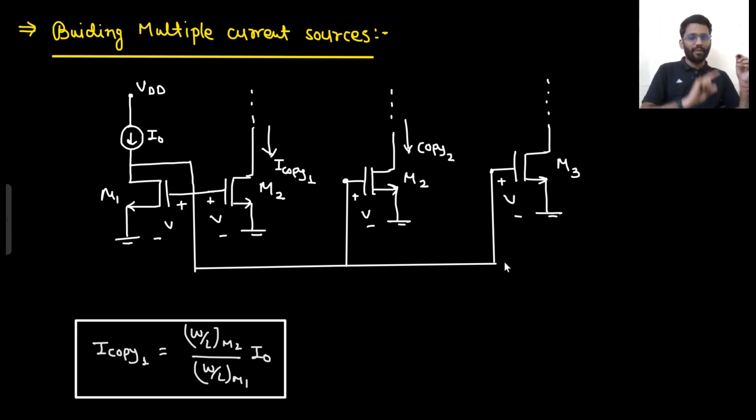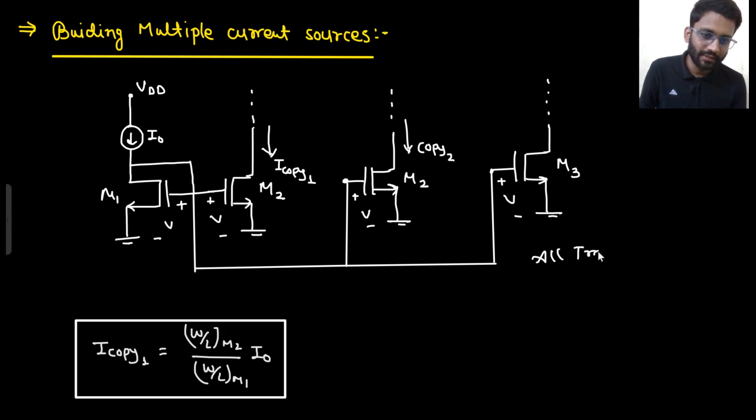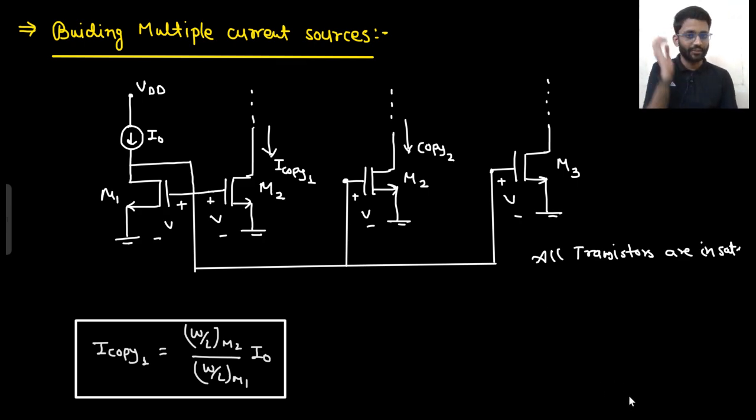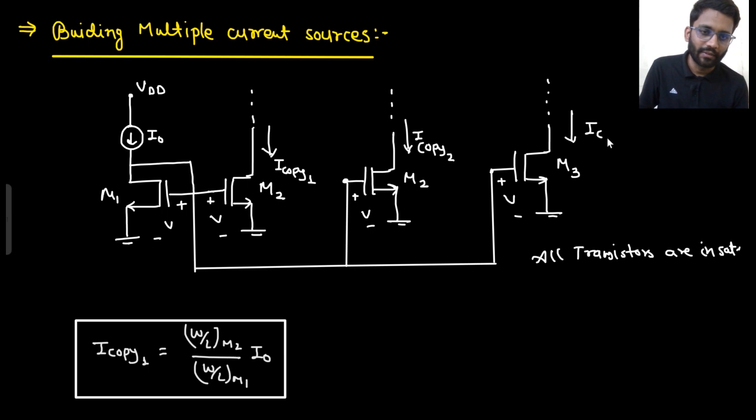So all are having V potential, and we make sure that all the transistors are working in saturation region. We have to make sure of this, that all transistors are in saturation. So all are working in saturation region, all are having the same potential. So basically the current will be copied, right? This will be I copy 3. So the current will be proportional to the W by L ratio. That's it. So I copy 2 would be what?